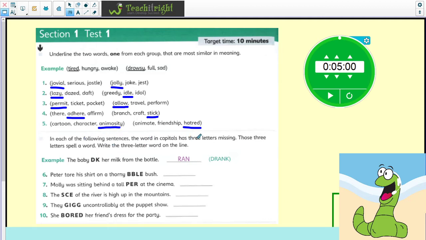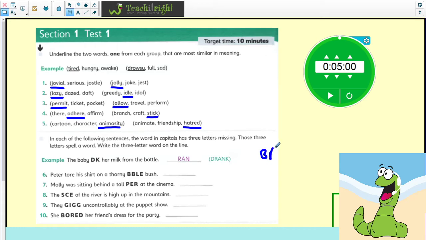The word in capitals has 3 letters missing, and those 3 letters spell a word. Write the 3-letter word on the line. So if we look at the first one, Peter tore his shirt on a thorny something bush. And what sort of bush is it? Well, it's a bramble bush.